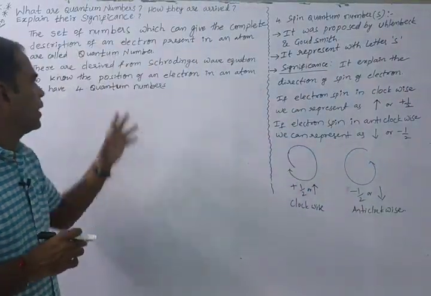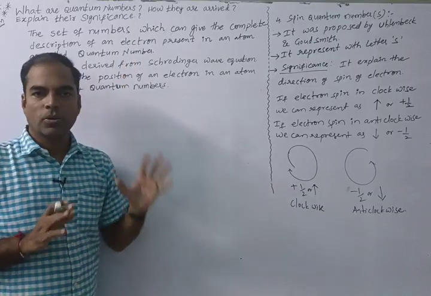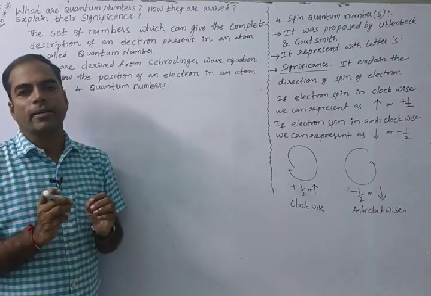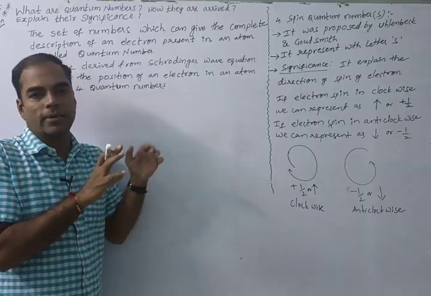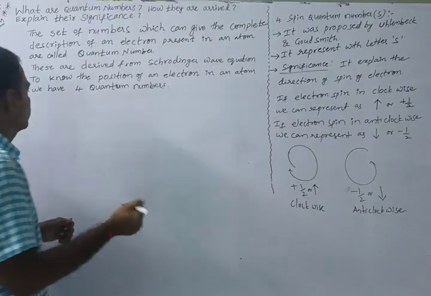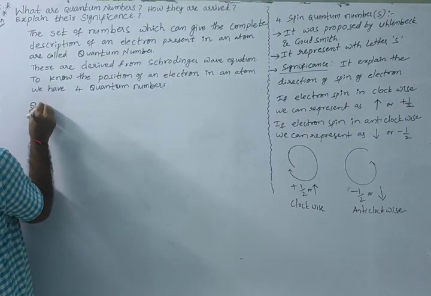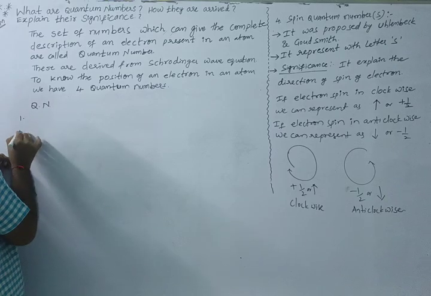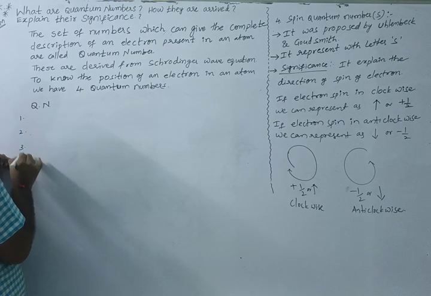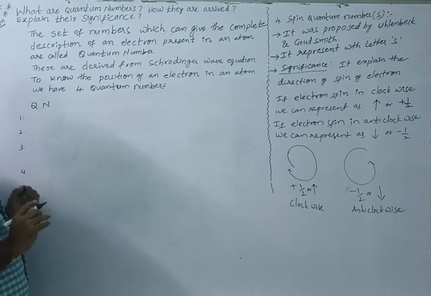My dear students, this is a long answer question. In a simple method, how can you revise this long answer? Simply write the quantum numbers. Number one, principal quantum number; second, angular momentum quantum number; third, magnetic quantum number; fourth, spin quantum number.